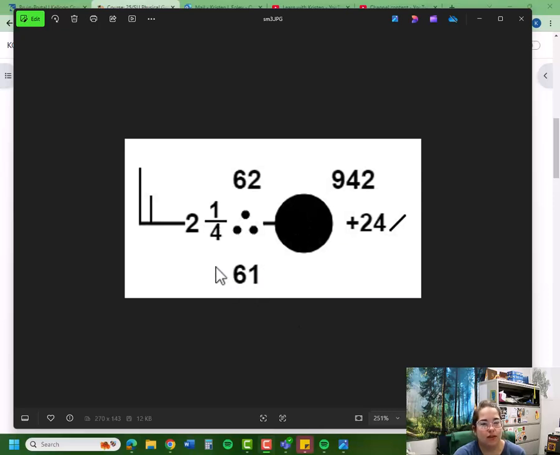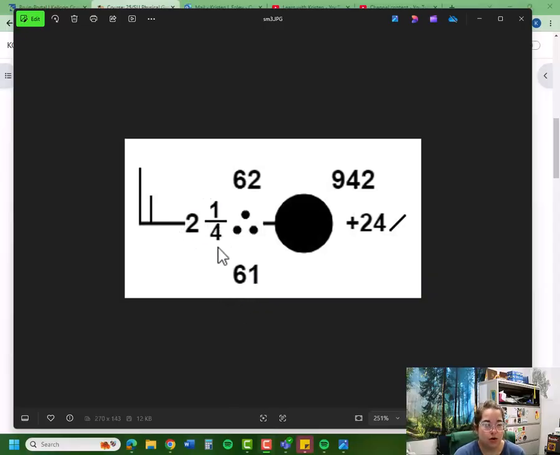This lower left number, 61, is the dew point temperature, which is the point at which the air becomes completely saturated with moisture. It can't hold any more water vapor as it's cooling. So we're only 1 degree different here, and I would expect it to be cloudy, almost rainy here. So 61 degrees Fahrenheit is the dew point temperature.